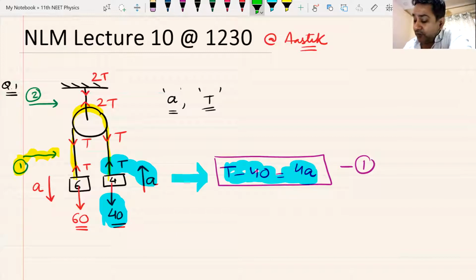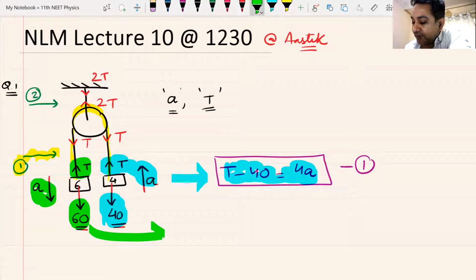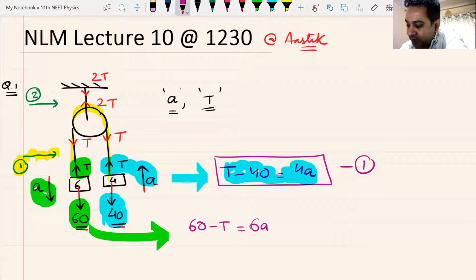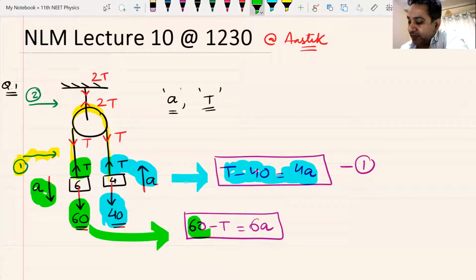Going on to the block of 6 kg, tension is upwards, 60 is downward, and acceleration is downward. So what is the equation of this block? It's 60 minus T equals 6a. That is correct. This is the green equation from the second block. I call it equation number 2.